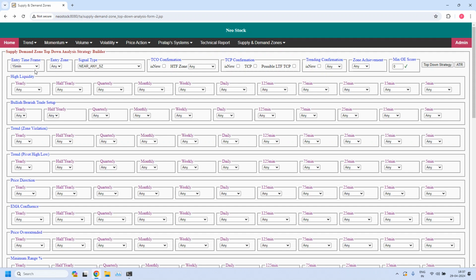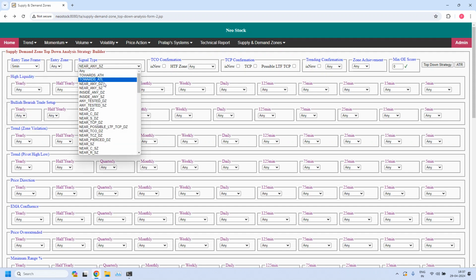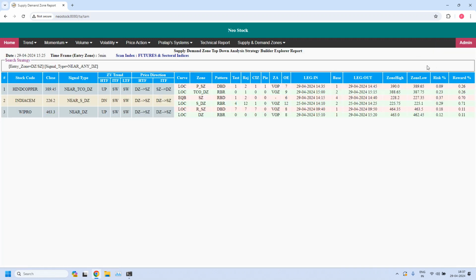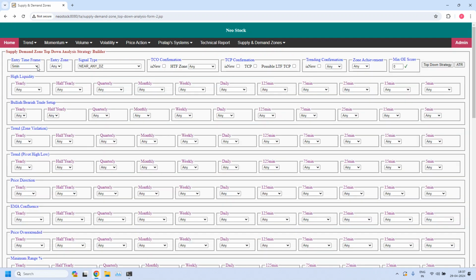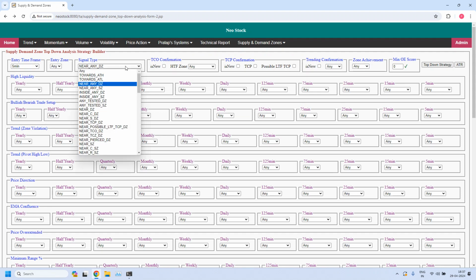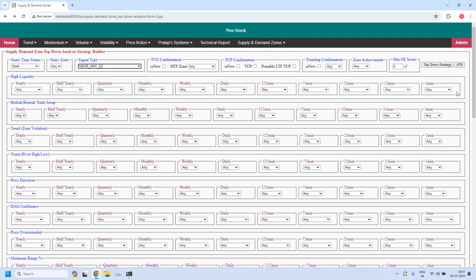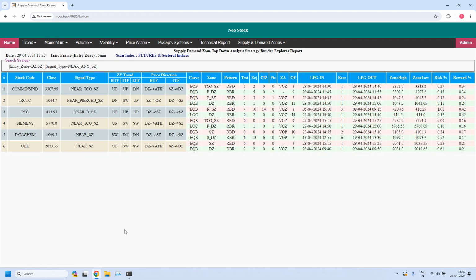So I'm going back, changing the time frame to 5 minutes. Let us find the stocks near 5 minutes demand zone. These are the 3 filtered stocks. I'm going back. For 5 minutes time frame, let us find the stocks near 5 minutes supply zone. So these 6 stocks are filtered. So these are the stocks near demand and supply zones.